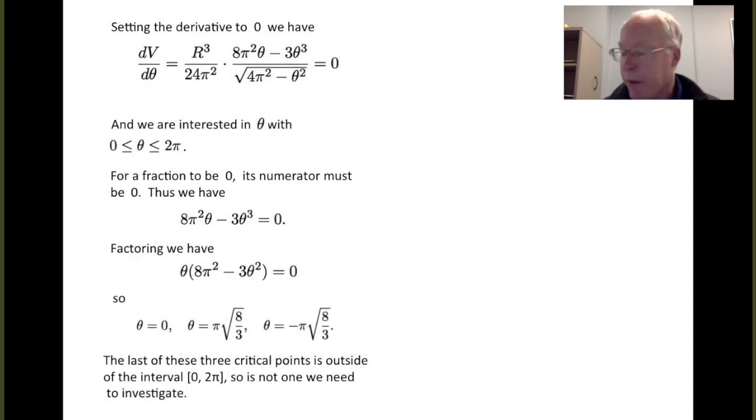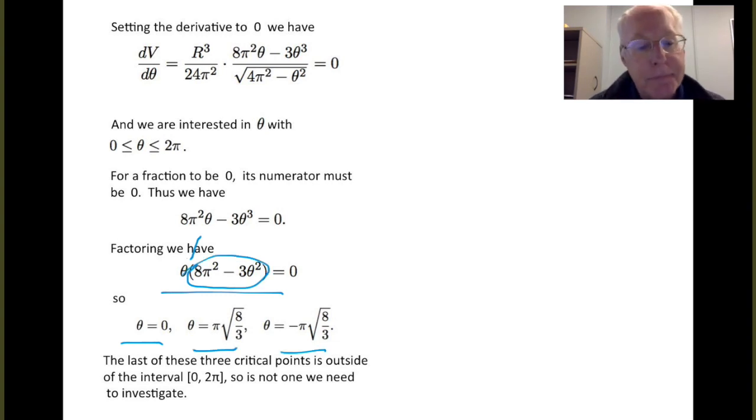So we factor out the theta, and then we can either have the theta out in front equal to 0, which is this first root, or we can have 8 pi squared minus 3 theta squared equals 0, and solving for theta gives you these two values. Interesting to note here, by the way, that these critical values are independent of R. Notice there's no capital R in those equations. When you think about the situation, whether the disk is small or large, we expect we'd have to make the same angle for the maximal cut.